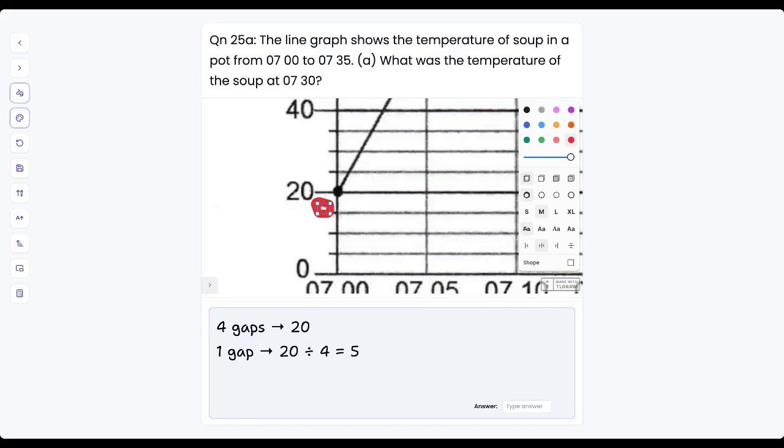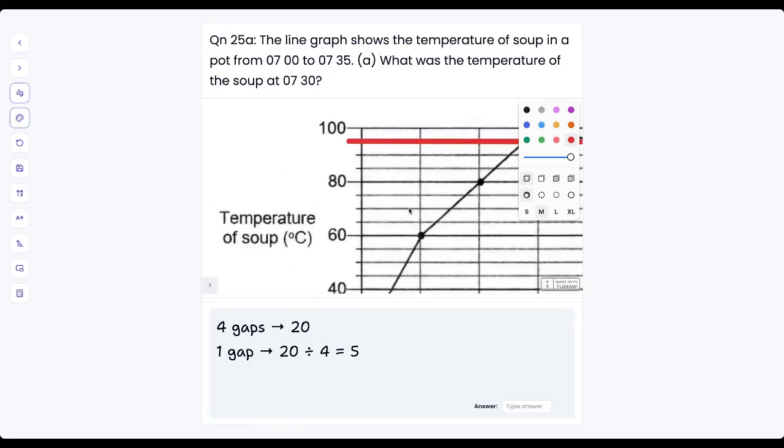And this will give us 5. Okay, so 5 degrees for this temperature. So that means it's 1 degree behind. So that means temperature at 0730 is equal to 100 minus 5, which is equal to 95 degrees. Yes, Celsius, C with a big C. So 95 degrees. So I see over here.